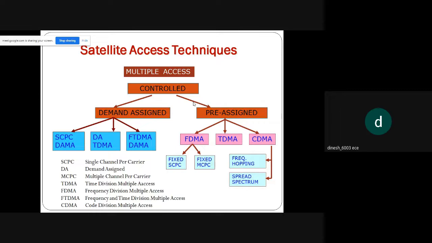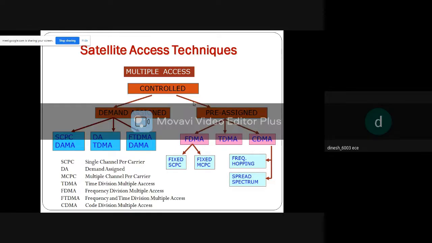Then we have the TDMA, then we have the CDMA. CDMA is divided into frequency hopping and direct sequence spread spectrum systems. So this all comes under pre-assigned multiple access techniques for satellite access.